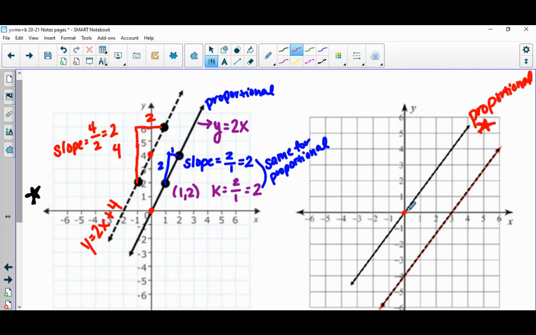Notice it goes through 0, 0, and notice it's a straight line here. What we can do is we can either count the slope or we can pick a point and find k. So we'll actually do both. We'll just pick this point right here because it looks like that's the best one. So this is the point 3, 4. So that tells me my k value would be 4/3. And using that, this point and this point up here, I'm going to rise 4 and I'm going to run 3. So the slope is going to be 4/3 as well. And remember, on a proportional relationship, the slope and the k value are going to match.